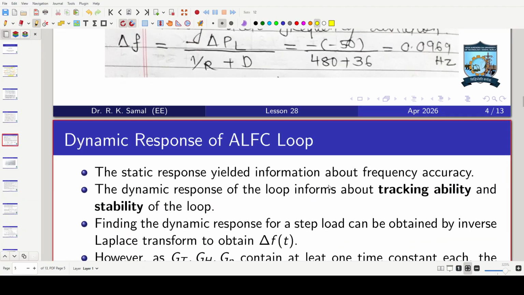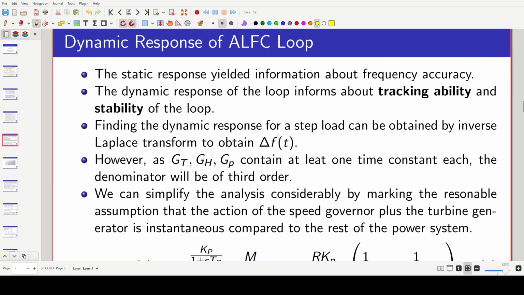Then we need to know what dynamic response is. As I have said earlier, dynamic response means how this delta F is obtained, how fast the governor is able to reach this change in frequency. The static response yielded information about the frequency accuracy, but it did not show the tracking ability and the stability of the loop, and that is given by the dynamic response of the loop.